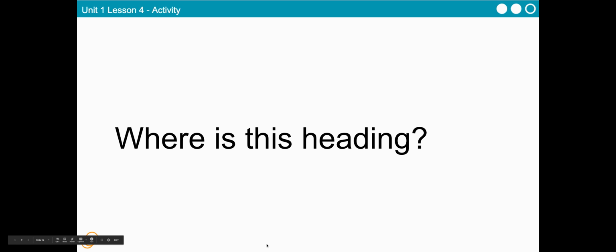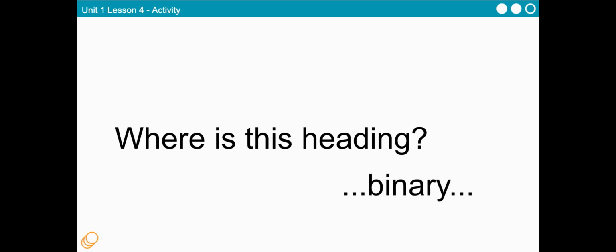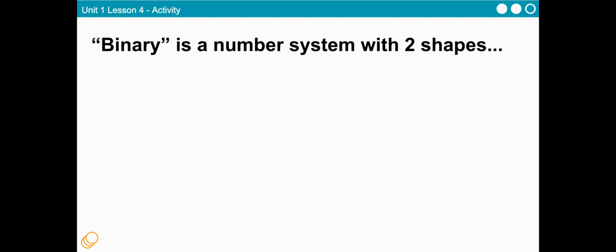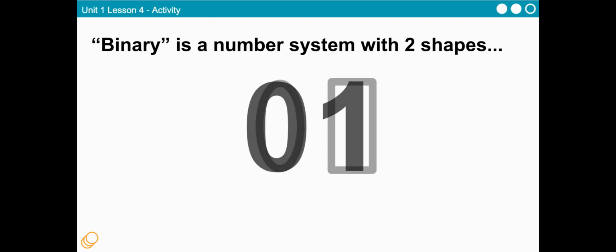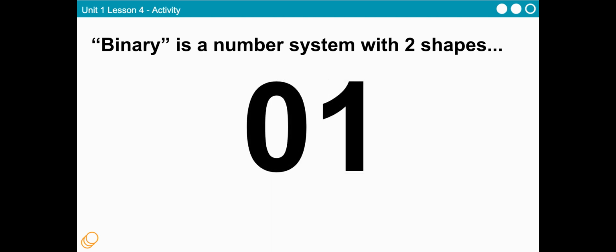So where is this all heading? You're like, okay, I get this. Where is it heading? It's heading to binary. Binary is a number system with only 2 shapes. Not circles and squares, but rather zeros and ones.